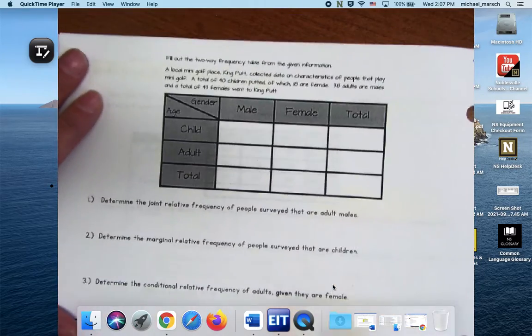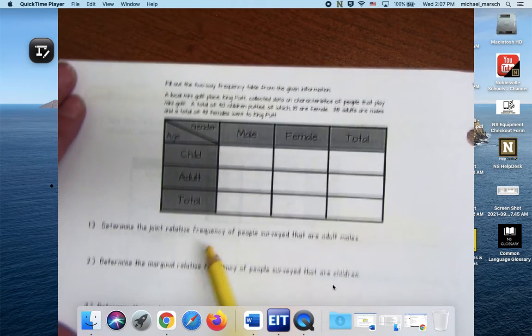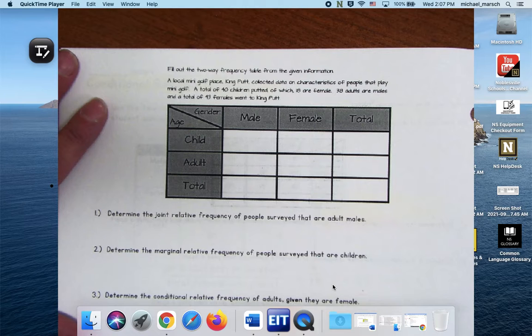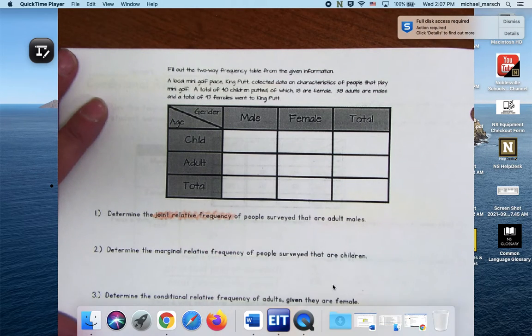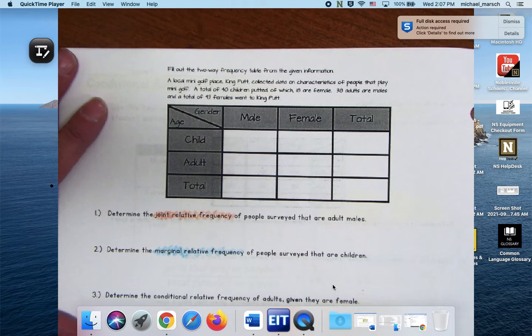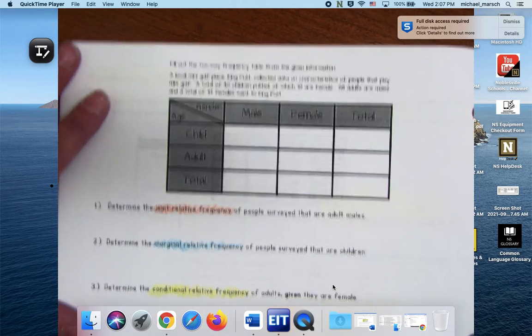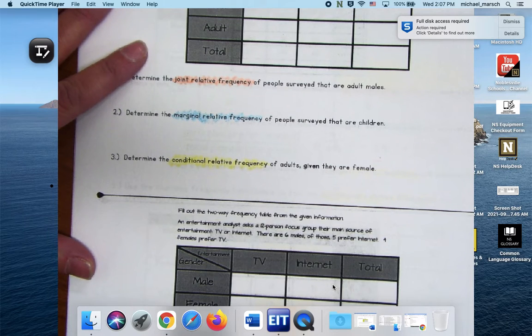But wait, there's more. This one's a little different because you have to fill in the table first, given the information, and then answer the questions. So these back two are a little higher level thinking. But I have faith that you guys will be able to do this, and you're going to be super successful. Except for conditional. I have no faith in that.